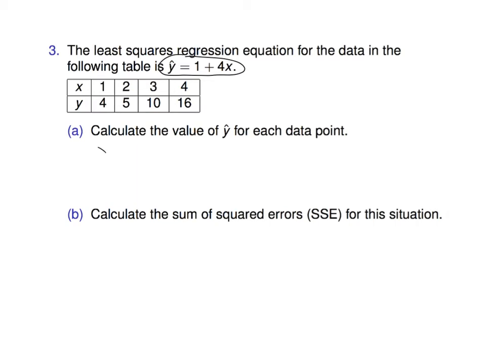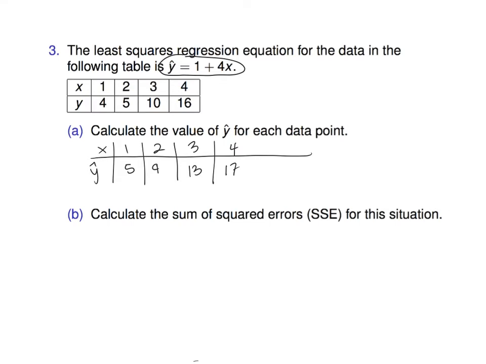So x, y hat. So if x is 1, plugging 1 into that equation, we get y hat as 5. If x is 2, we get y hat is, so 4 times 2 is 8, plus 1 is 9. If x is 3, 4 times 3 is 12, plus 1 is 13. And if x is 4, y hat is 17.